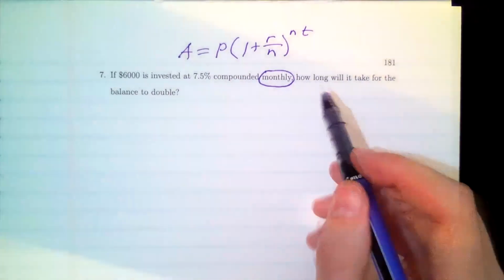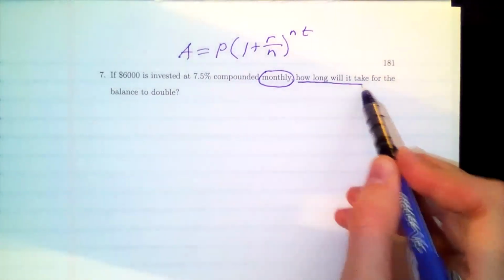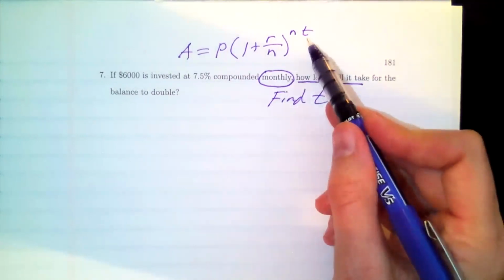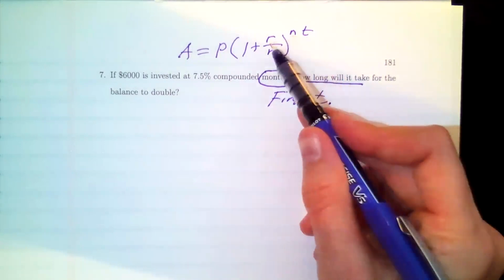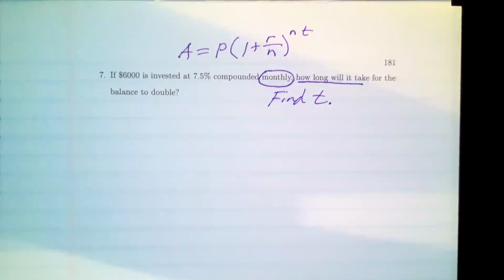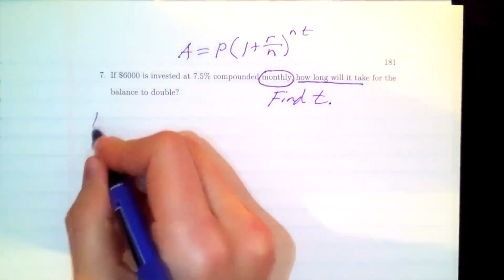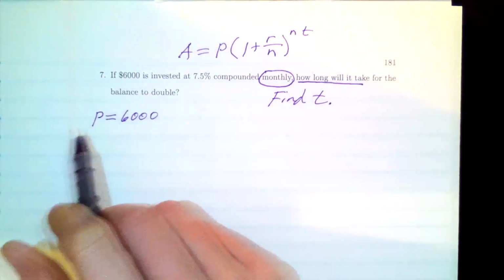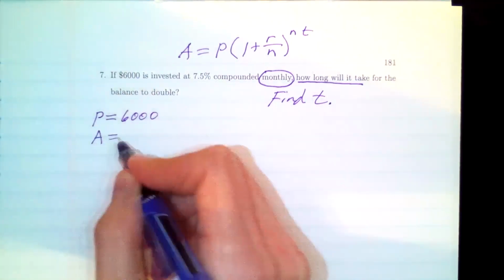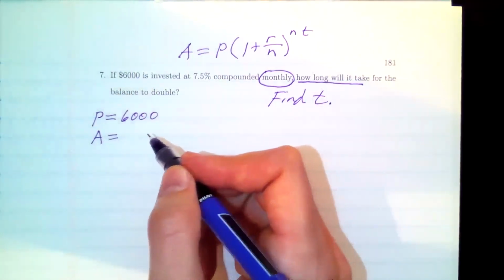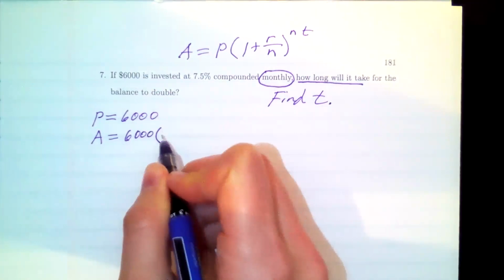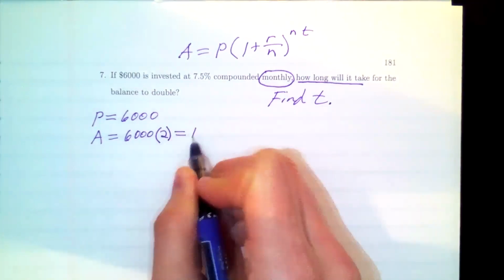And they're asking for me to find how long it will take. So again, I have to find t. So logically, if they want me to solve for t, they've got to tell me what n is, r, P, and A. They have to tell me all the other variables. So let's make a list. What is my principal amount of money that I'm going to invest? It looks like I'm investing 6,000. And what is the future amount of money that I want to have in the account? It says that I want the balance to double. So that means the future amount of money that we want to see in the account at that time is $12,000.